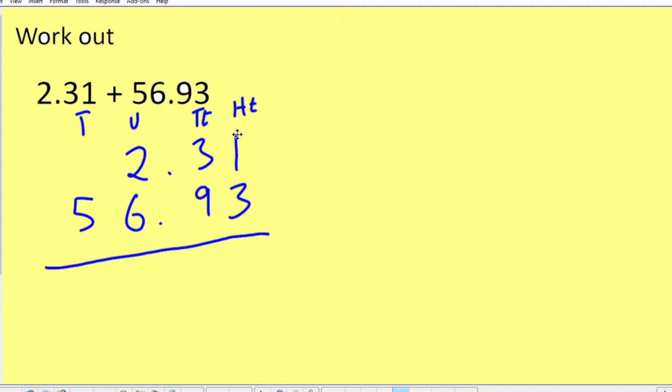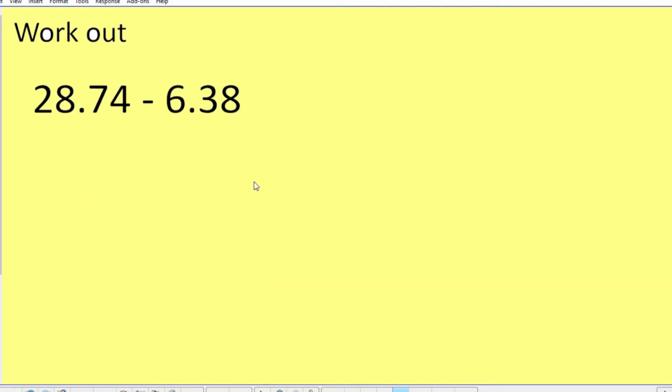So we start at this end. 1 plus 3 is 4. 3 plus 9 is 12. So you put the 2, carry the 1. Decimal point stays as it is in the middle there. 2 plus 6 is 8. Add the 1 is 9. And 0 plus 5 is 5. So we've got £59 or 59.24. So it might be £59.24 in the question.